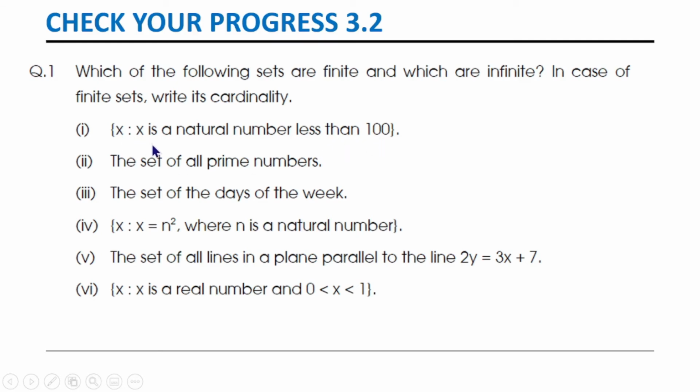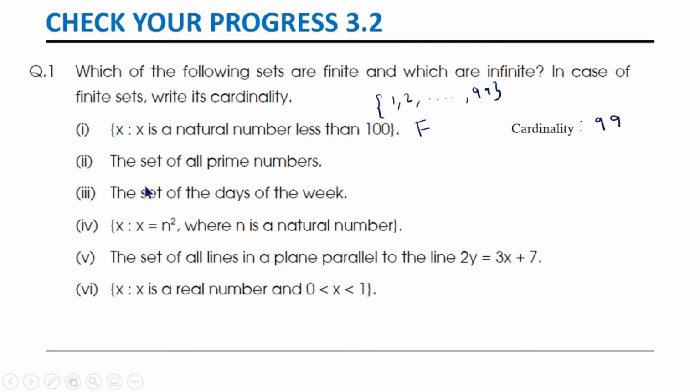Here we can see that this is finite because the natural numbers less than 100 include 1, 2, 3 till 99. So this is finite and the cardinality is given by the number of elements in this set. So the number of elements in this set is 99. So the cardinality is 99.